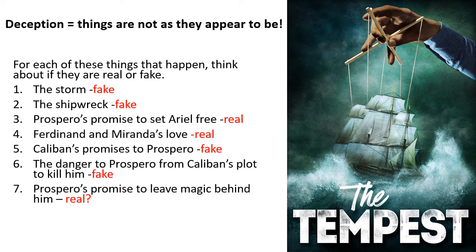Prospero's promise to leave magic behind him. Well, I've put real with a question mark. He does break his magical staff that he uses to do spells, and he does throw his magic book into the sea. So perhaps he really will stay away from magic. Maybe he understands that that's what led him into this path of losing his power in the first place. But perhaps we can't be totally sure about that.